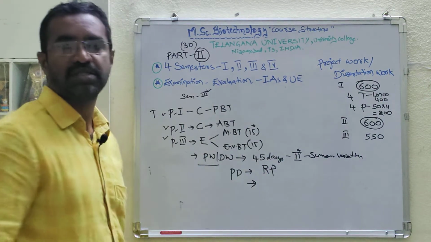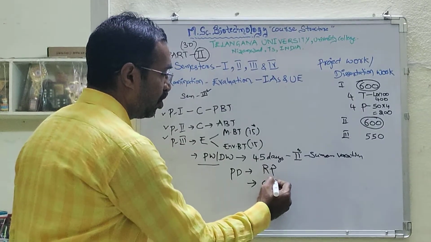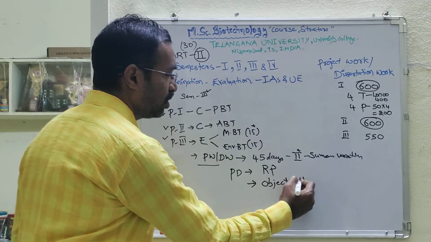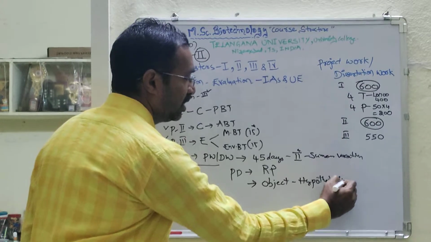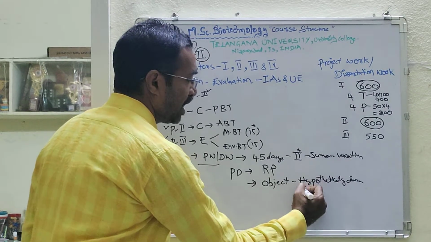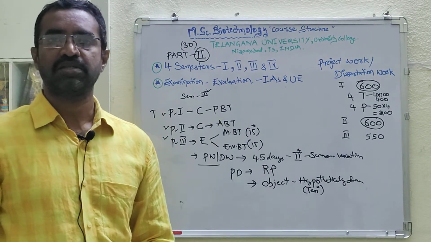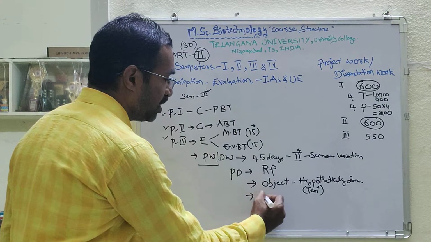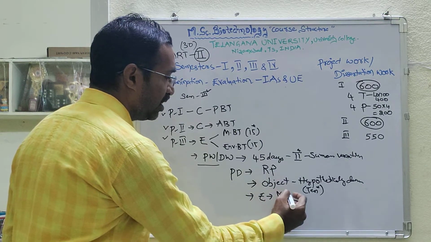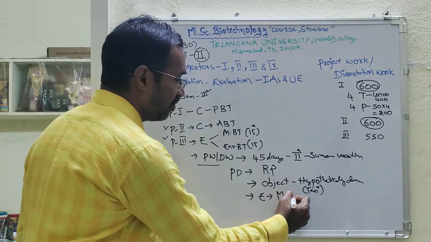Then you have to design some objectives for that research problem. Always, objectives are hypothetically derived, nothing but hypothesis. Tentatively, we are going to design some kind of experiments or objectives. Then we are going to conduct some experiments, for which we are going to pull out the materials and methods which are required.